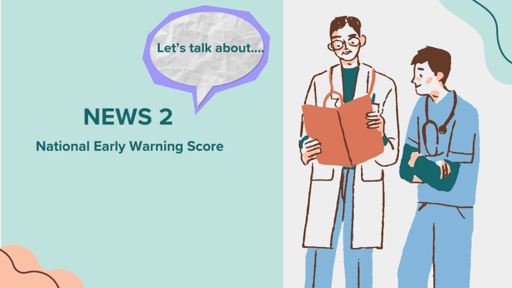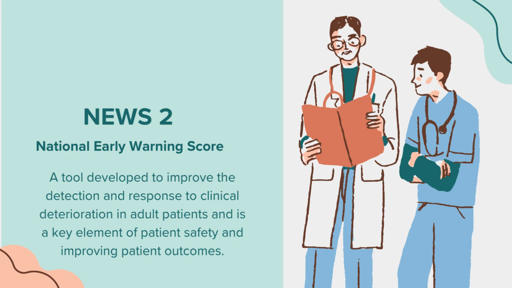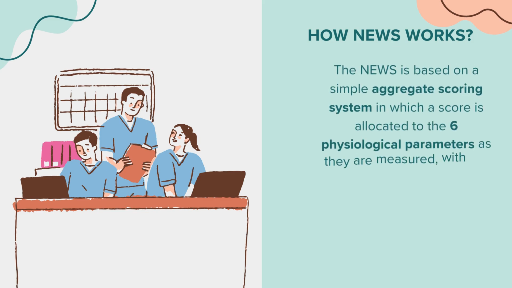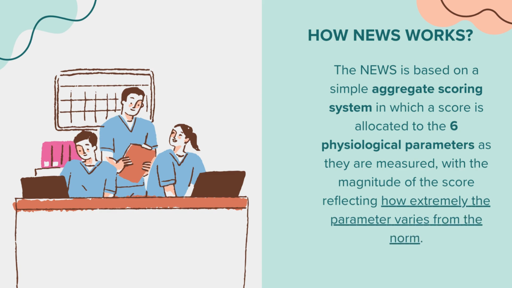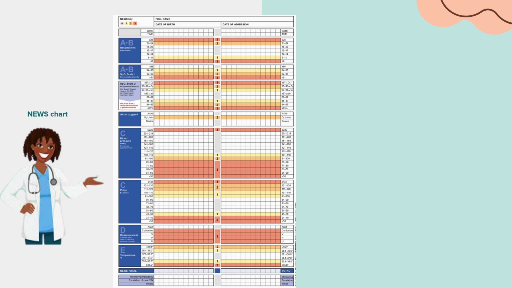Now, let us talk about NEWS 2. The National Early Warning Score is a tool developed to improve the detection and response to clinical deterioration in adult patients and is a key element of patient safety and improving patient outcomes. How does NEWS work? The NEWS is based on a simple aggregate scoring system, in which a score is allocated to the 6 physiological parameters as they are measured, with the magnitude of the score reflecting how extremely the parameter varies from the norm. This is the chart we use to plot the measurements of the 6 parameters to calculate the total NEWS score.